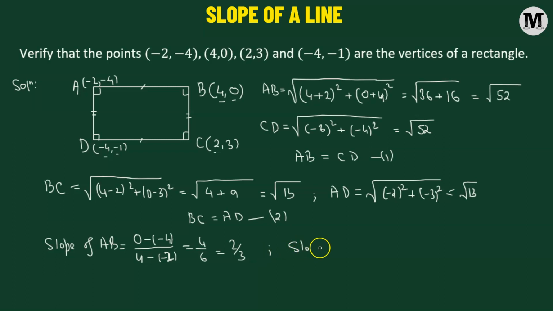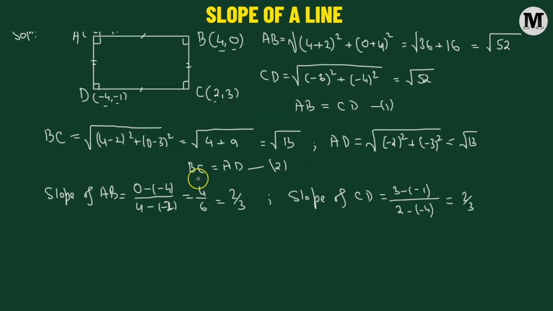So let's obtain the slope of the side CD. That's going to be equal to the difference of the y coordinates divided by the difference of the x coordinates. So we'll do 2 minus -4, which is 4 over 6. So this also gives us a value of 2 over 3. Here we have shown that the slope of AB equals the slope of CD. So that tells us that the side AB is parallel to side CD. So this is condition number 3.